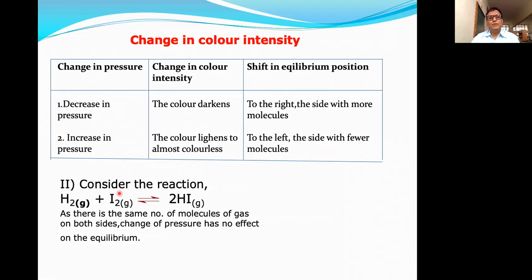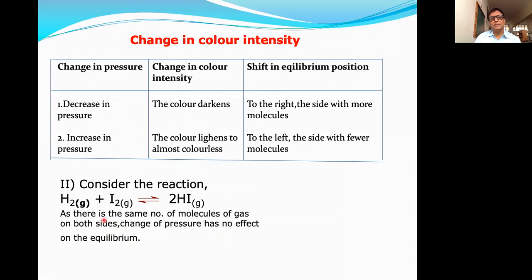Second example, we will consider the reaction H2 gaseous plus I2 gaseous gives twice HI gaseous. Now, as there is the same number of molecules of gas on both sides, change of pressure has no effect on the equilibrium, as there is no change in the number of molecules.